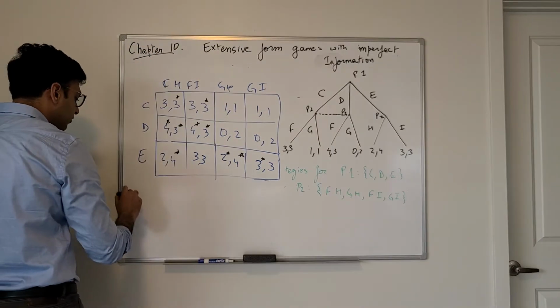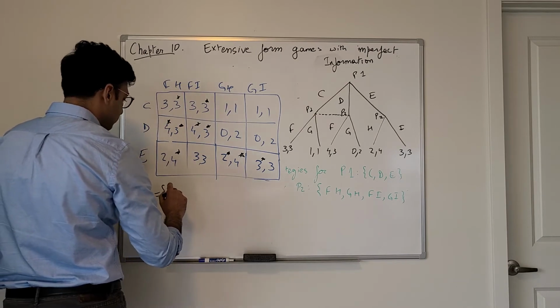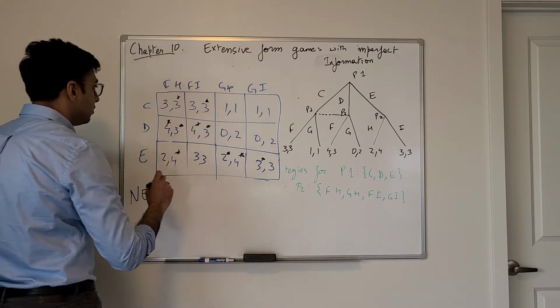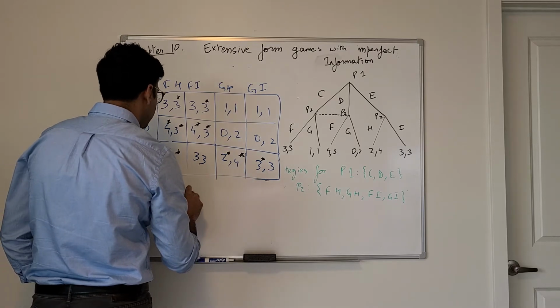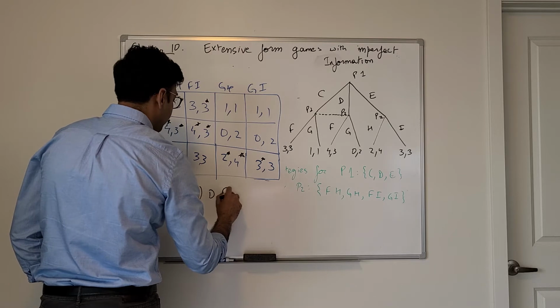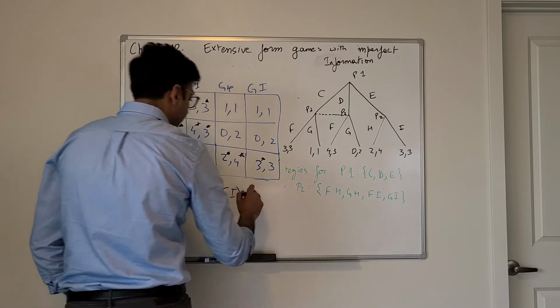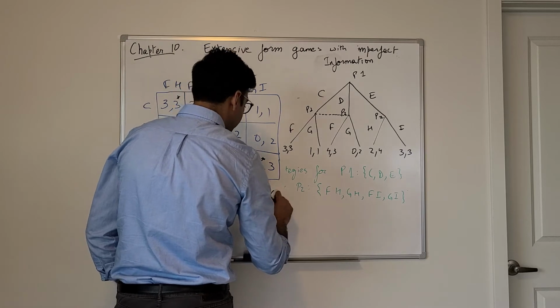And so we have 3 Nash equilibria, which are D, FH, D, FI, and E, GH.